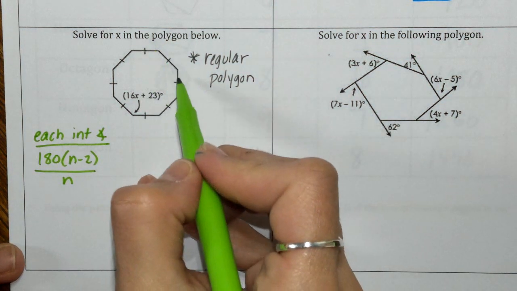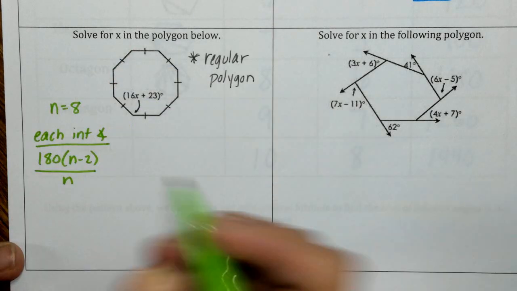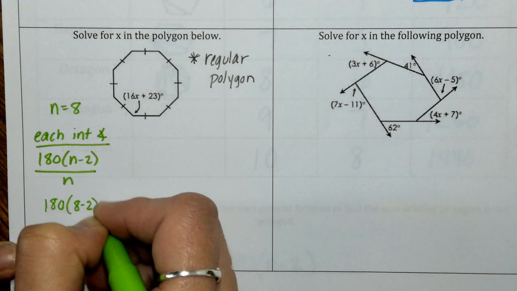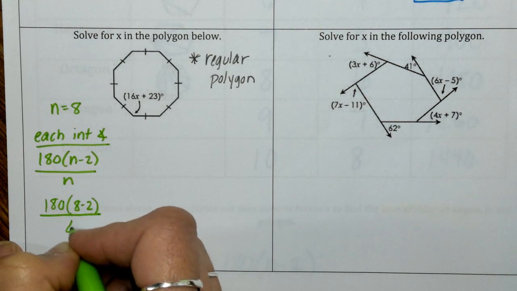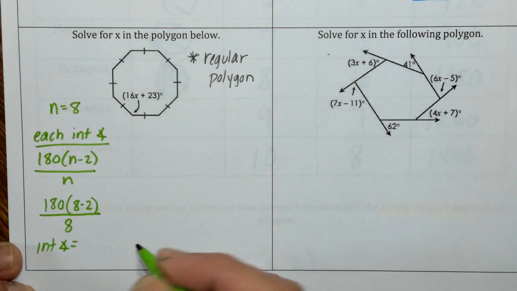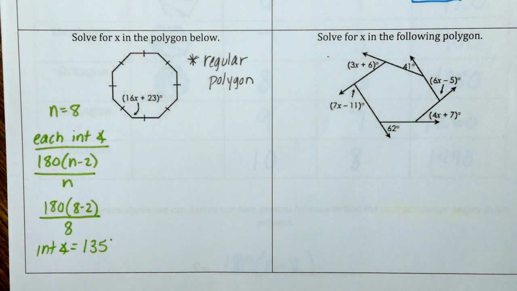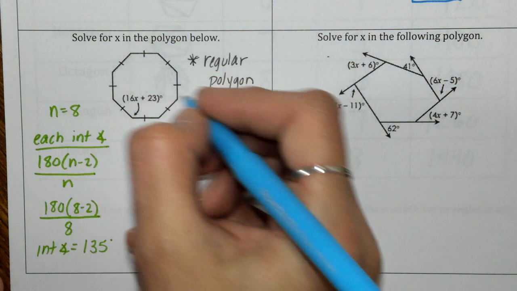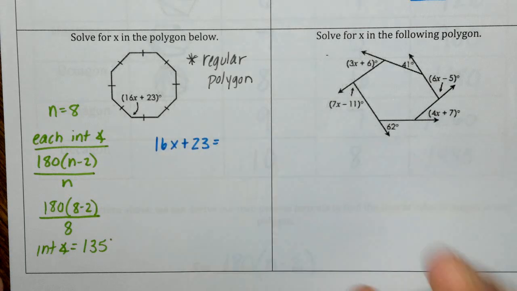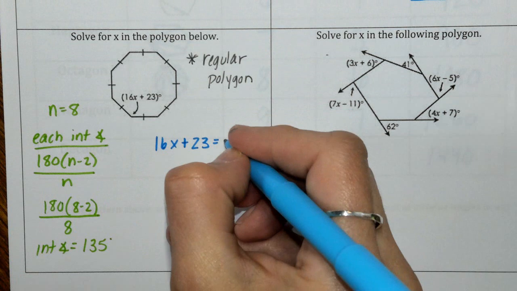We got 1, 2, 3, 4, 5, 6, 7, 8. So n is going to be 8. And let's plug that in here: 180 times 8 minus 2, over n, 8. We're going to find that the interior angle is equal to 135 degrees. So now all we have to do is take the 16x plus 23. It is also 135, so since they are the same, we set them equal to each other.